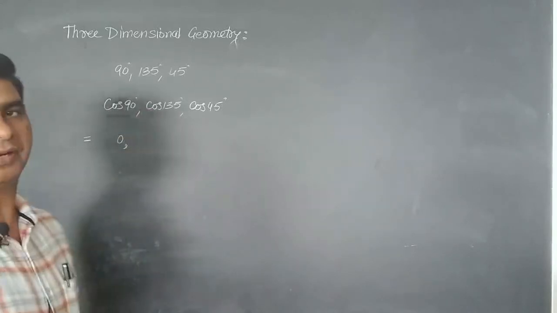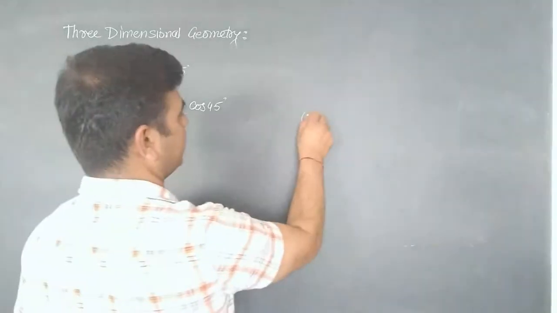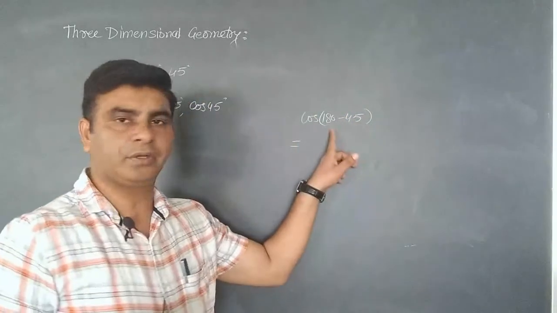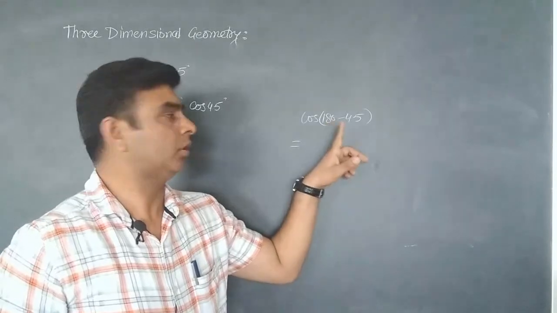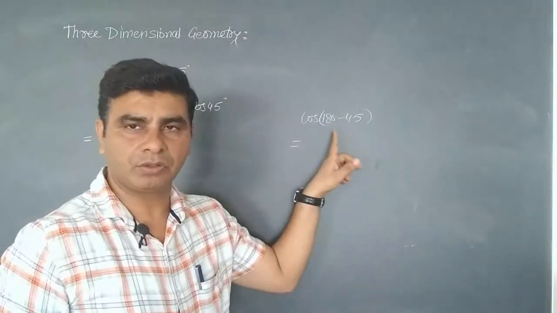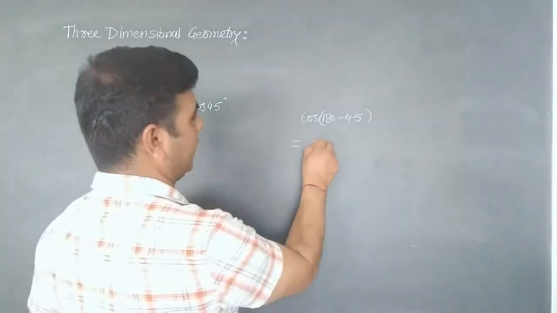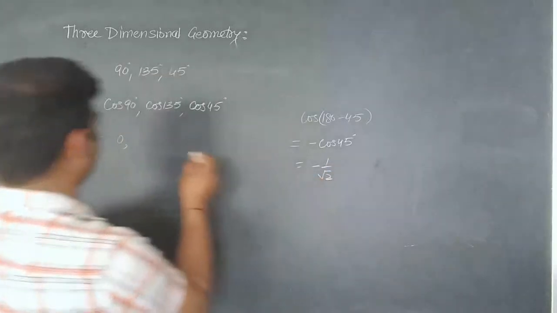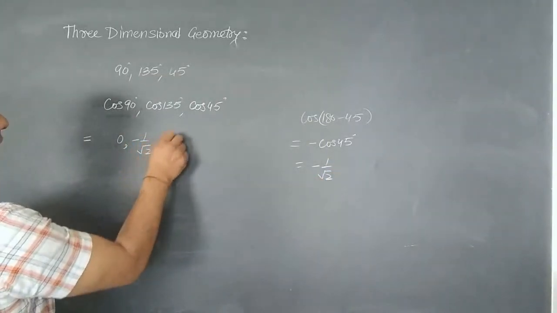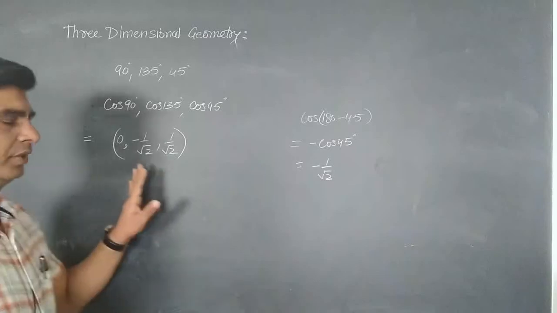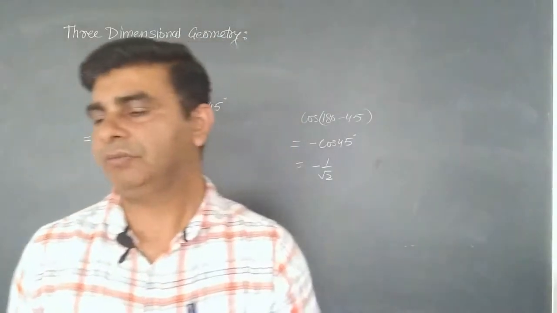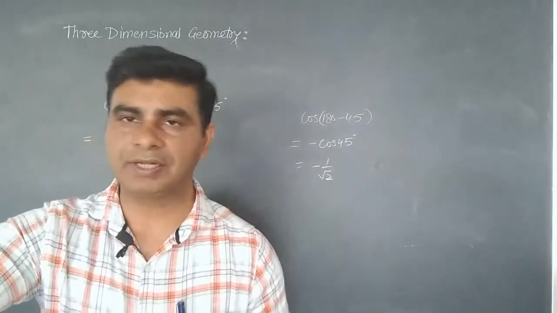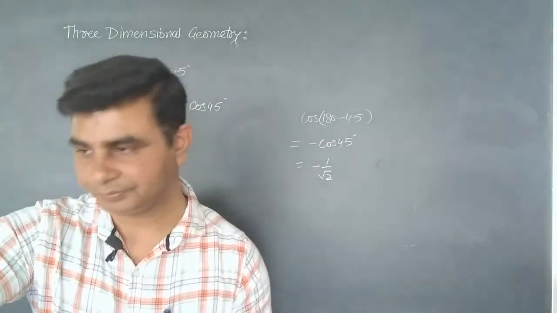Cos 135 can be obtained by using the coordinate system, which is 180 minus 45. This is lying in the second quadrant, and in the second quadrant cos theta is always negative. So this is minus cos 45, which is equal to minus 1 by root 2. So this is 0, minus 1 by root 2, comma, and 1 by root 2. So these are the direction cosines of a line making angles 90 degree, 135 degree and 45 degree with the x-axis, y-axis and z-axis respectively.